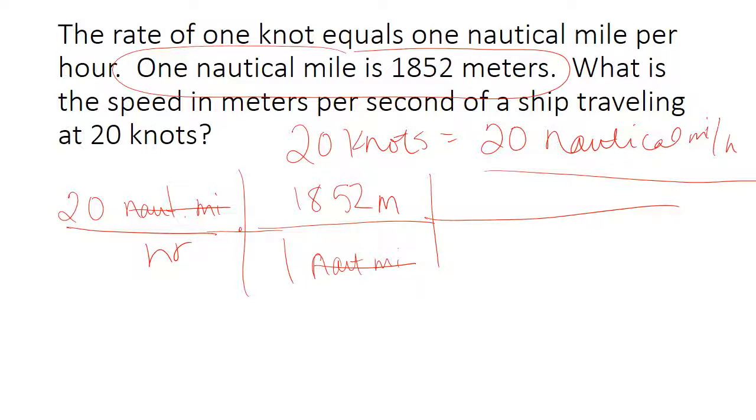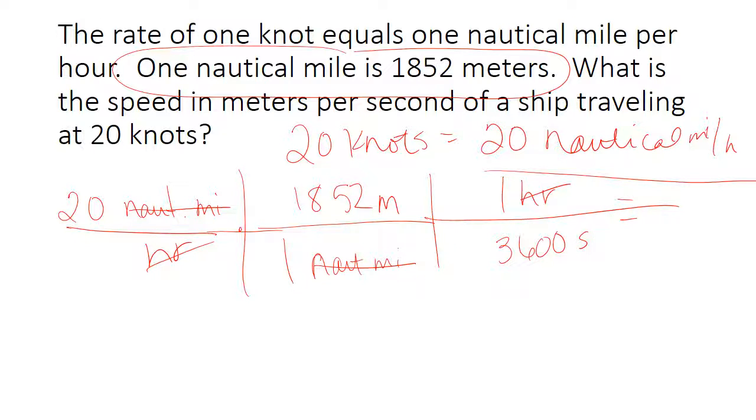Now I need to change my hours into seconds. And I can tell you, just because I have it memorized, on a worksheet or on a test, I will give you what you need for your units. I know that 1 hour is equal to 3,600 seconds. All right. That makes my hours disappear. What I'm left with is meters per second, so that's good.